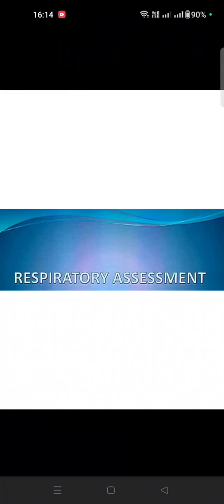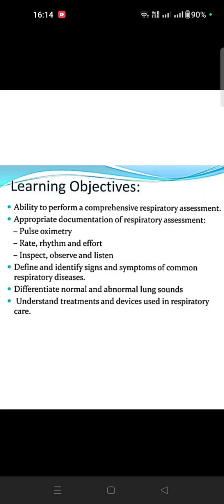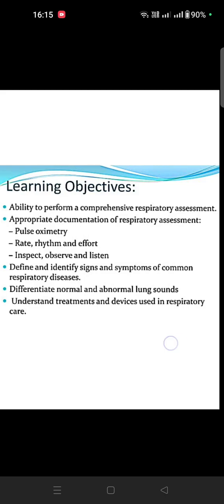So today I'm going to teach about respiratory assessment. What is the respiratory assessment? It is the ability to perform a comprehensive respiratory assessment, with appropriate documentation on pulse oximetry, rate, rhythm, and effect: inspect, observe, listen. So define and identify the signs and symptoms of common respiratory disease, and differentiate normal or abnormal lungs. Understand the treatment devices used in respiratory care.